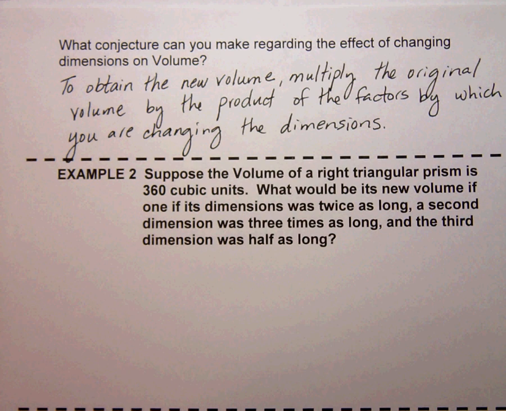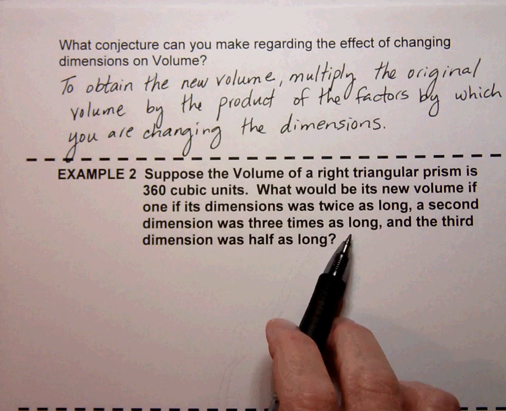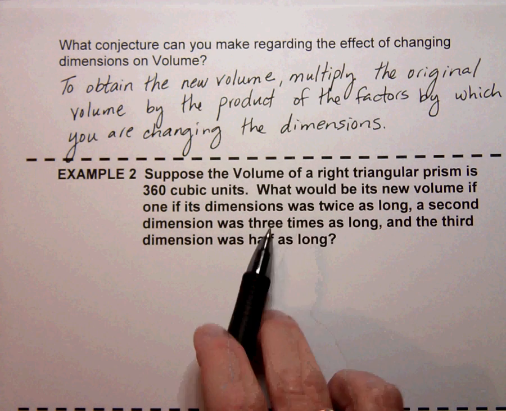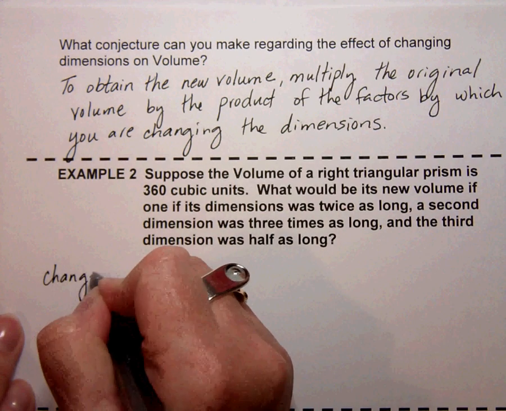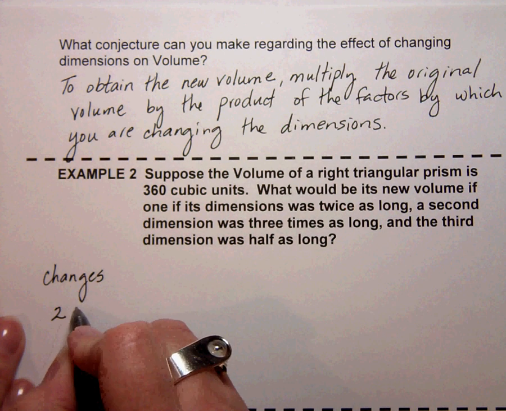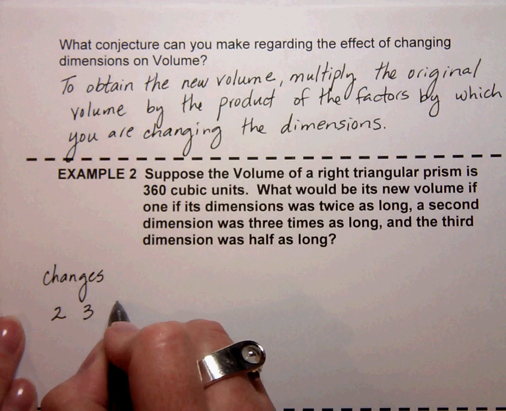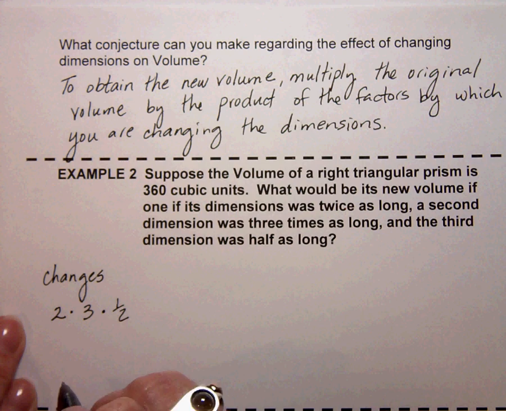Let's try one. Suppose the volume of a right triangular prism is 360 cubic units. What would be its new volume if one of its dimensions was twice as long, a second dimension was 3 times as long, and a third dimension was half as long? Notice they're giving you the changes here. Let's write down our changes. We have a dimension that's changed twice as long, and one that's changed 3 times as long, and then half as long. Remember, it's the product of these factors by which you're changing.